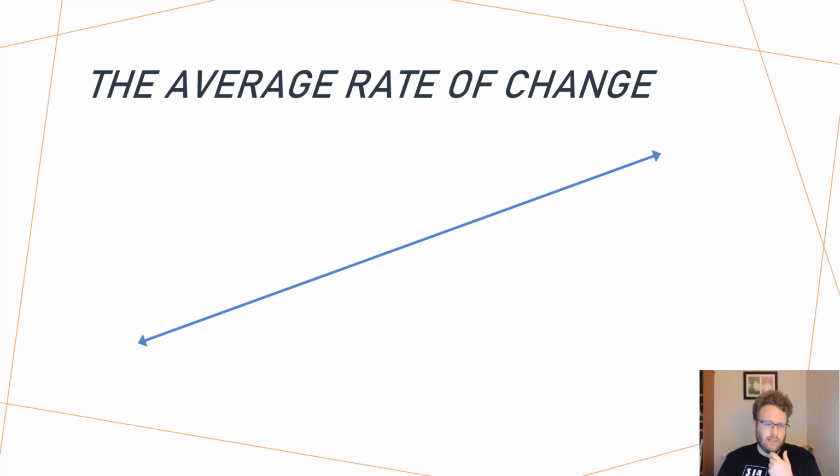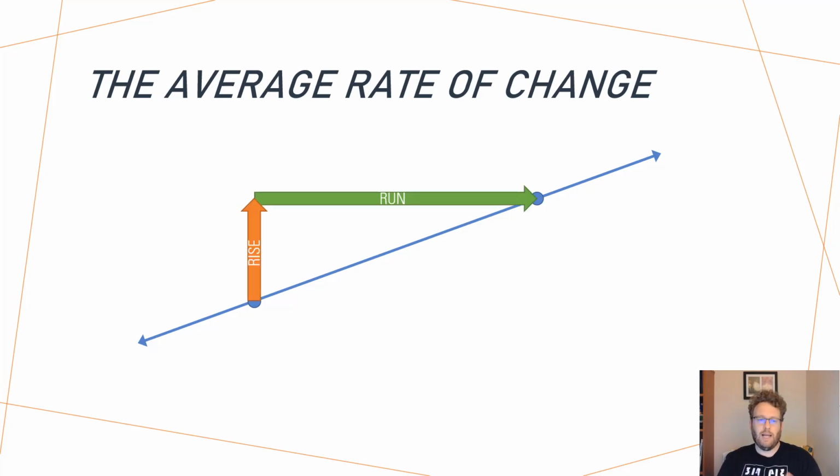But so let's take a line, a curve like this, and consider 2 points on it. Well, the average rate of change is looking at the overall rate of change, looking at the vertical motion compared to the horizontal motion, what you might call the rise and run. And if you're thinking, wait a second, that sounds a lot like slope, well, you're right, it is slope.